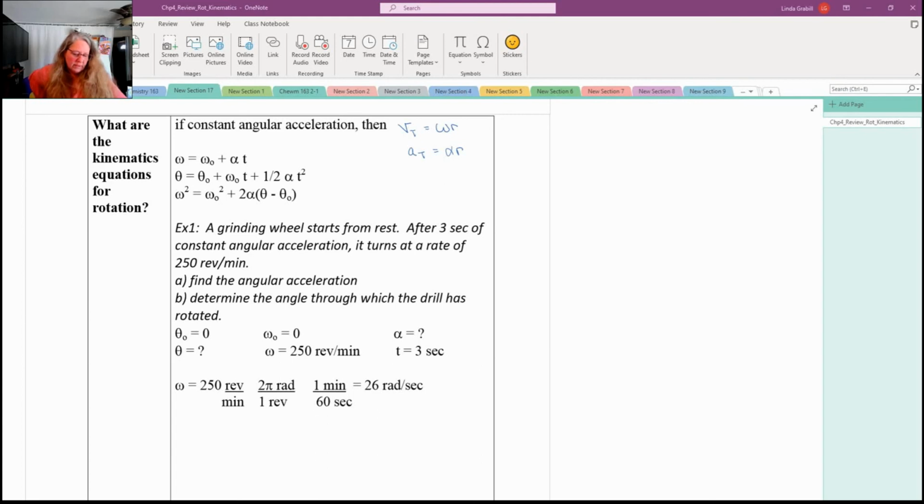Okay, so let's see what this looks like. You're going to see a lot of grinding wheels. You're going to see a lot of potter's wheels and bicycles and merry-go-rounds. So you'll see those quite a bit in the next couple weeks.